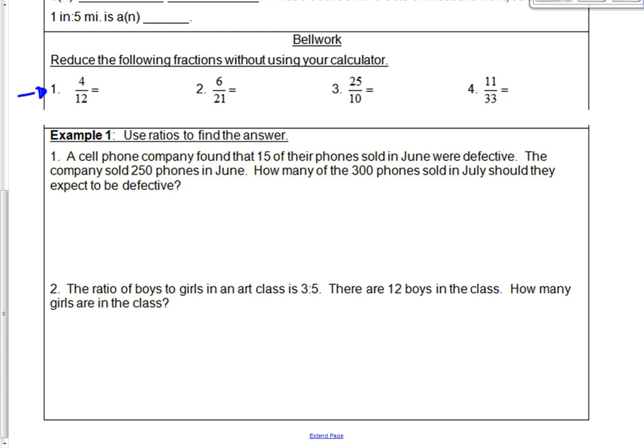So let's take a look at what's happening here. All right. A cell phone company found that 15% of their phones sold in June were defective. The company sold 250 phones in June. All right. How many of the 300 phones sold in July should they expect to be defective? So if you notice, this is all about June, this first set right here. And then the stuff I'm underlining here in blue, this is all about July.